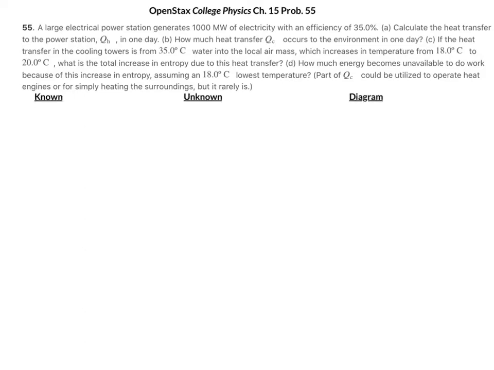Let's start writing out our knowns and unknowns. We're told that the power station generates 1,000 megawatts of electricity. So some energy is put into this power station so that it generates that much electricity. Since it's in watts, that means it's a power, the power of the work output. So I'm going to call this P is 1,000 megawatts, and the efficiency is 35%.